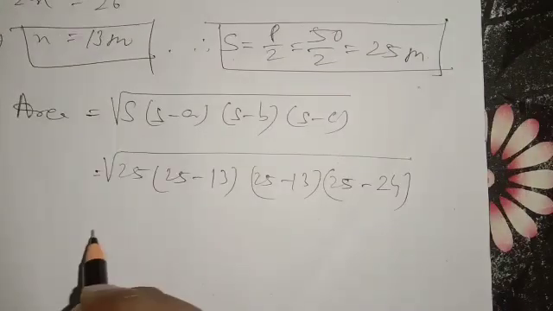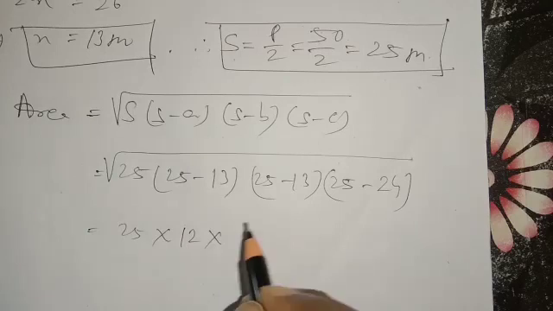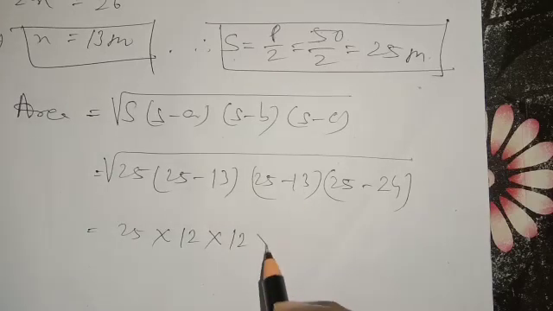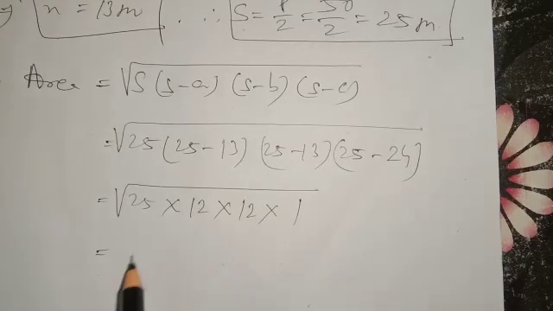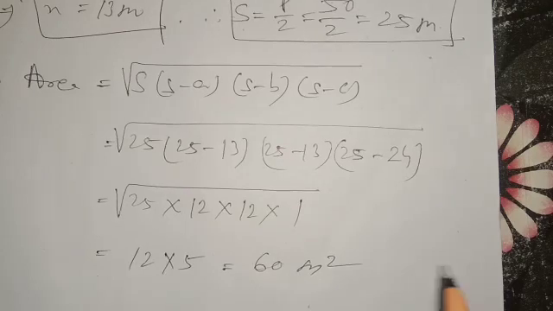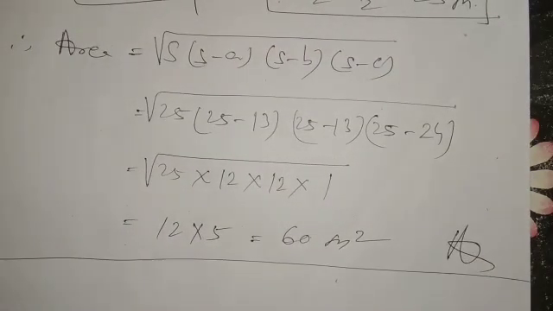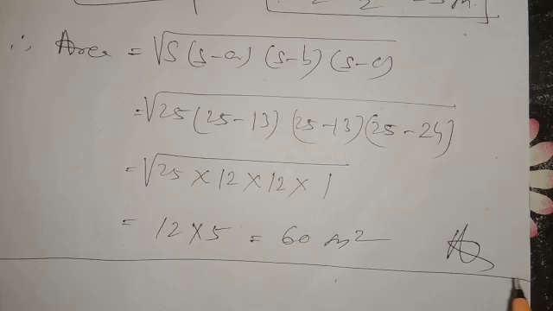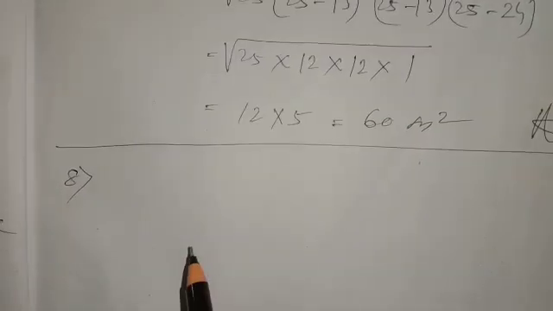How much is it coming? 25 minus 13 is 12, 25 minus 13 is 12, and the last one is 1. Out of the two 12s, I will take one 12 out, and the root of 25 is 5. That means 12 fives are 60 meter square. Therefore the area of the triangle is equal to 60 meter square. In this way, question number 7 is complete, 60 meter square. Let us see question number 8, the last question.